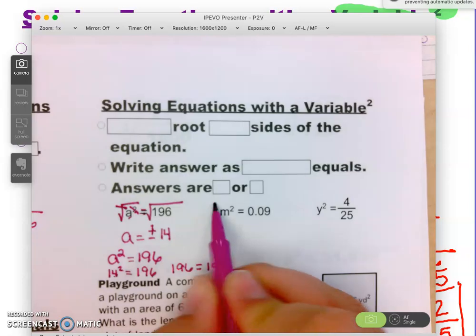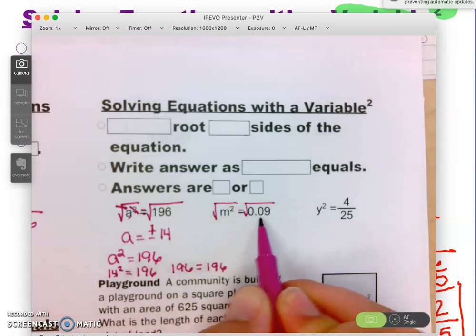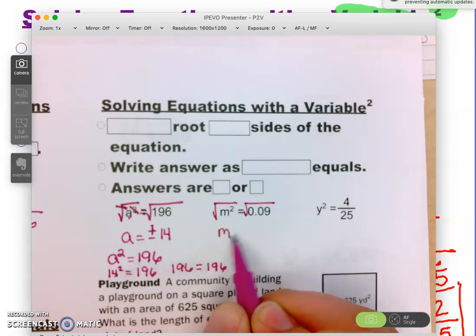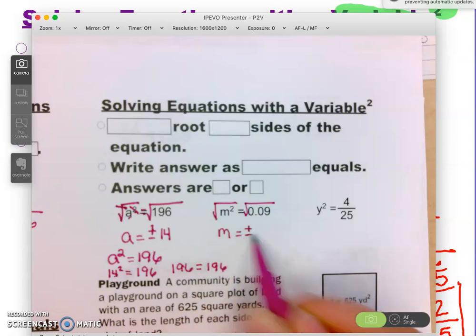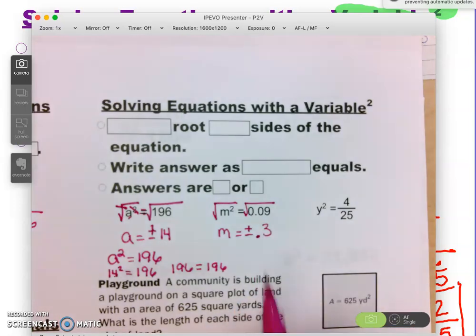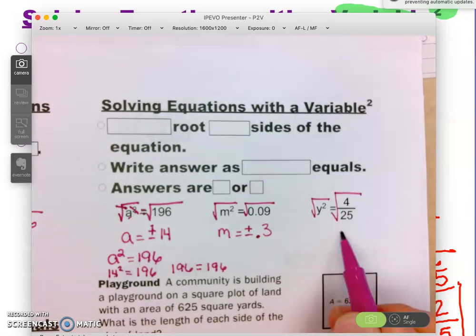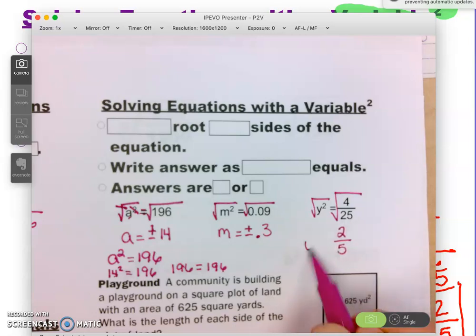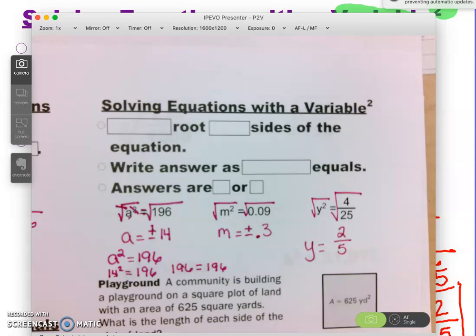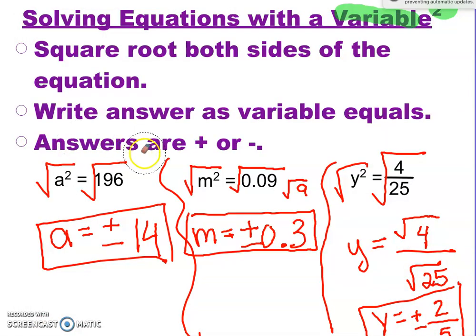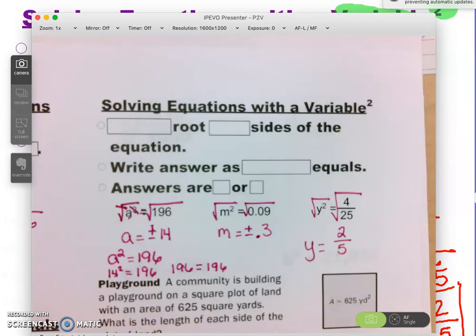Okay, so here, square root both sides. I have 2 decimal places, so in my answer, I'm only going to have 1. So positive or negative 0.3. Again, I could check my answer. And then square root both sides. Square root of 4 is 2. Square root of 25 is 5. So y is equal to, oh yes, you want to make sure both positive and negative. I did forget that on this last one. So positive or negative 2/5.